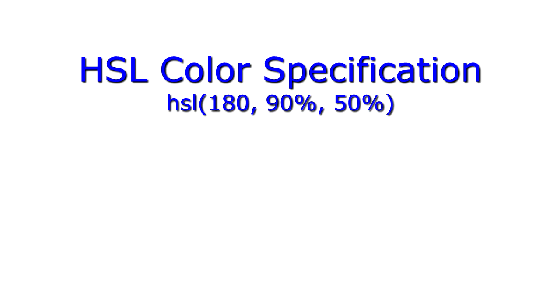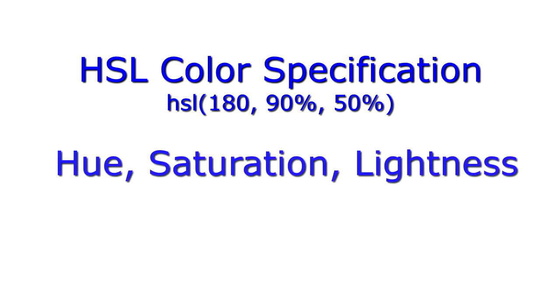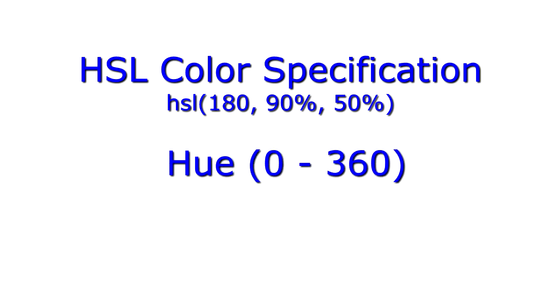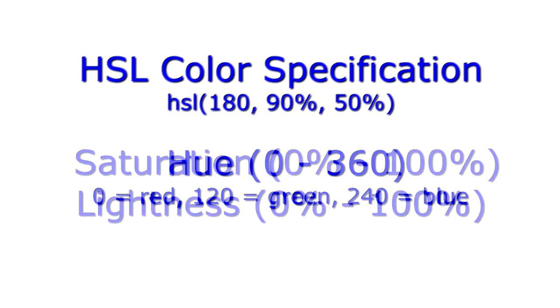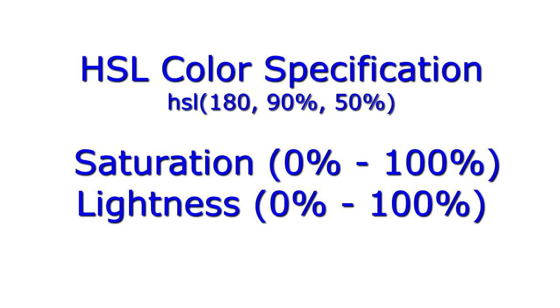Our last specification is the HSL specification. HSL looks similar to RGB, but the values represent hue, saturation, and lightness. The first component of HSL is hue. It is the value from 0 to 360, with 0 being red, 120 being green, and 240 being blue. The saturation specifies how dull or vibrant a color is, and the lightness specifies how bright or dark it is. The saturation and lightness values run from 0 to 100%.